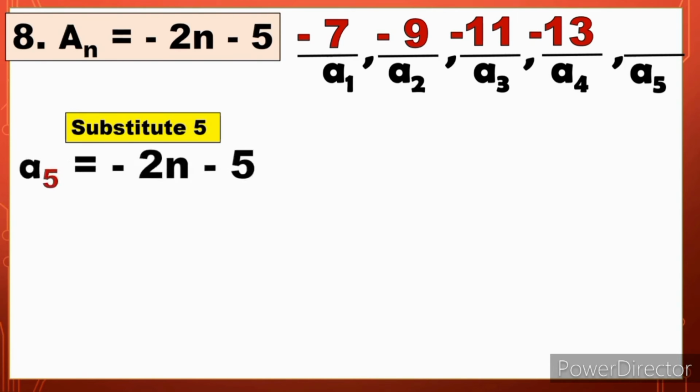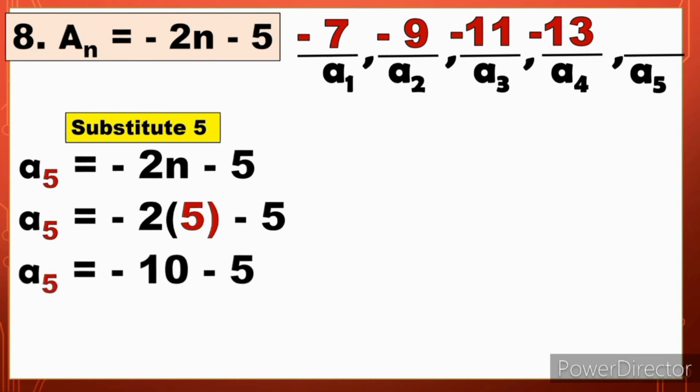And to find the fifth term or a sub 5, we substitute 5. So, a sub 5 equals negative 2n minus 5. So, substitute natin yung 5 sa n. So, it becomes a sub 5 equals negative 2 times 5 minus 5. And then, simplify, negative 2 times 5 is negative 10. So, it becomes a sub 5 equals negative 10 minus 5. And the answer is negative 15. So, again, our fifth term is negative 15.